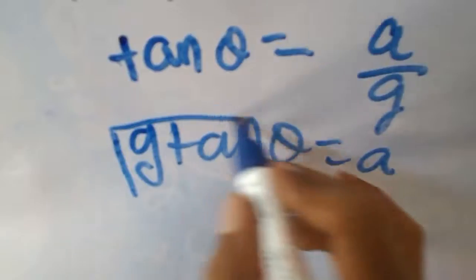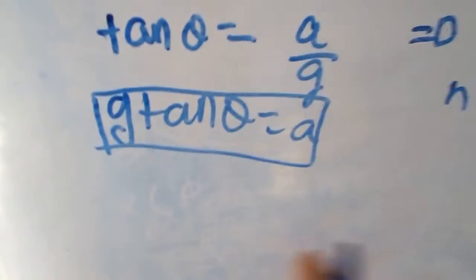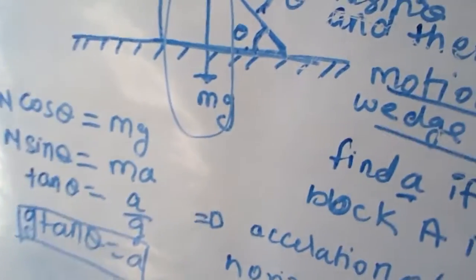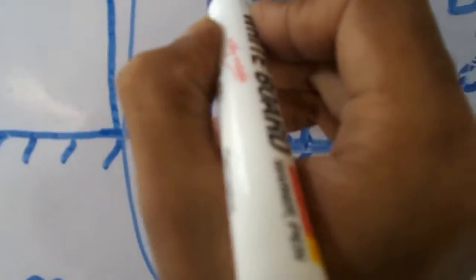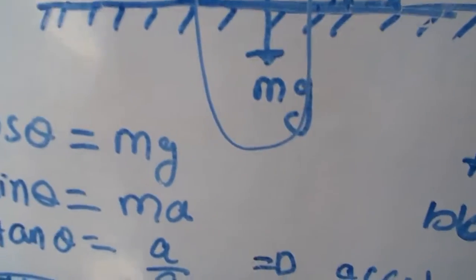So guys, this is a very simple question. And what is the importance of this question? We had taken the direction of acceleration as the principal axis. So you should take the direction of acceleration as your principal axis. Okay, so let me solve another question, and all these questions are very simple.